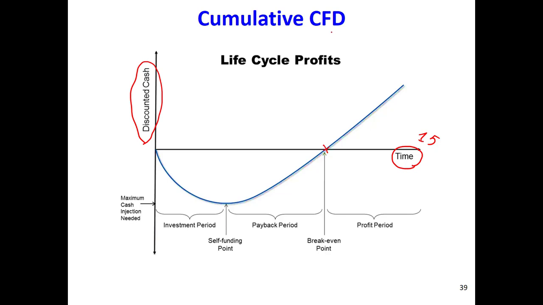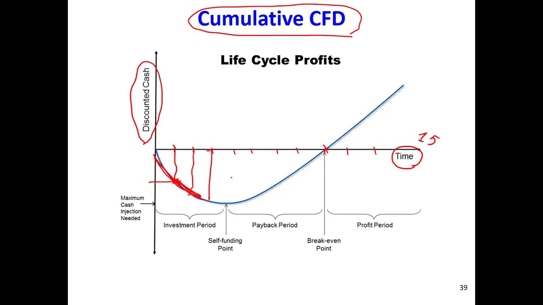Okay, cash flow diagram, and we usually use the cumulative cash flow diagram. CFD here is cash flow diagram. Cumulative means, let's say we have different expenses in different years. For each year, the total money that we have considers the total expenses and incomes before that year. So cumulative means that for each year we calculate all the expenses and income up to that year.